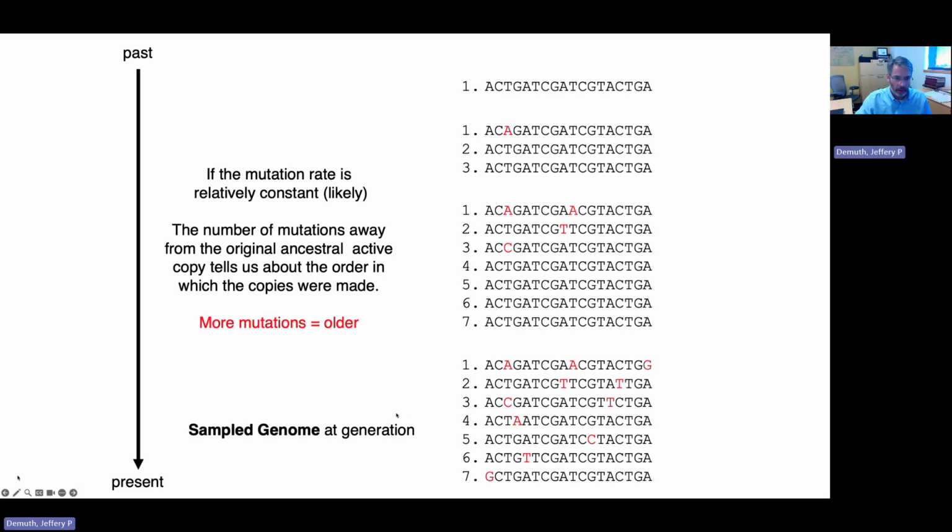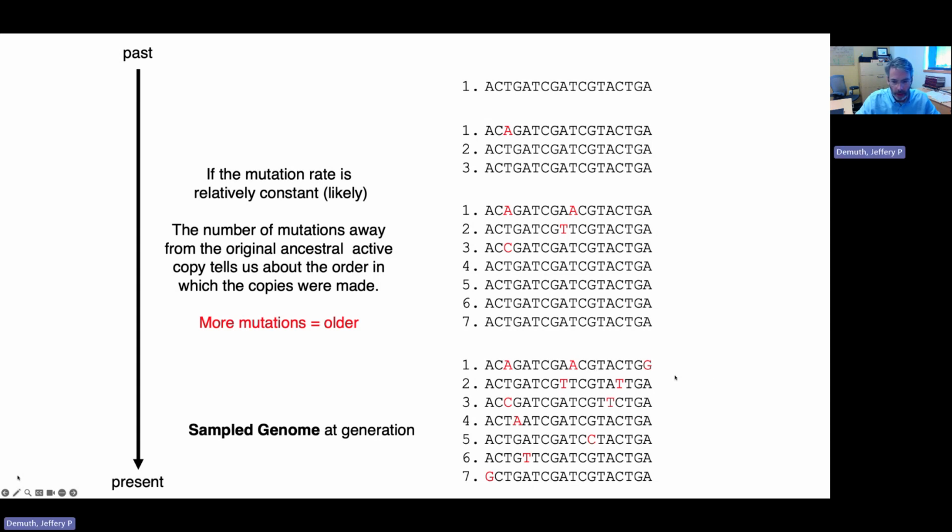So the key insight here, if the mutation rate is relatively constant, which is highly likely, that's not really a debated assumption, the number of mutations away from the original ancestral active copy tells us something about the order that the copies were made. So more mutations equals older. This one that is 3 mutations away is probably the original element, given that in our example where it's the only one, it has the most mutations.